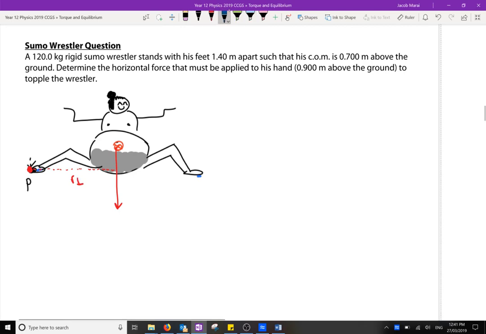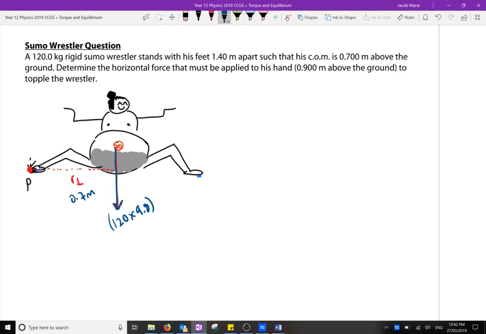Let's just keep my weight forces in blue, sorry. And so 120 by 9.8, I don't know what that is, so I'll just write it 120 by 9.8. That's his weight force, okay? We know his RPerp is 0.7. So I know the torque produced by his weight. It's going to be 0.7 times that number, that's the torque.